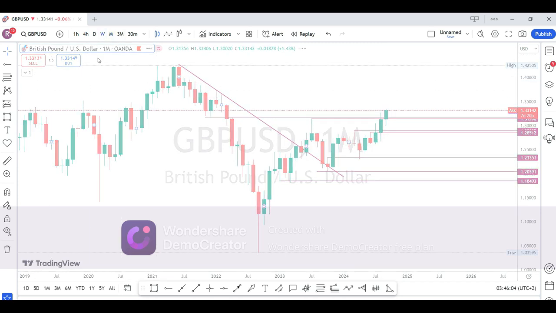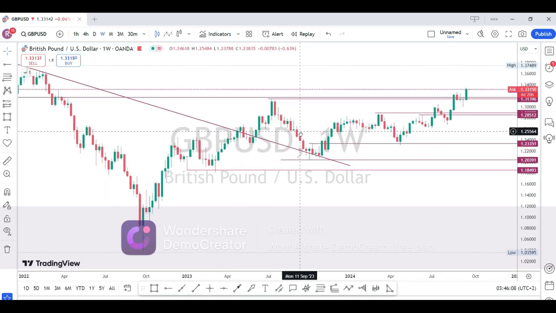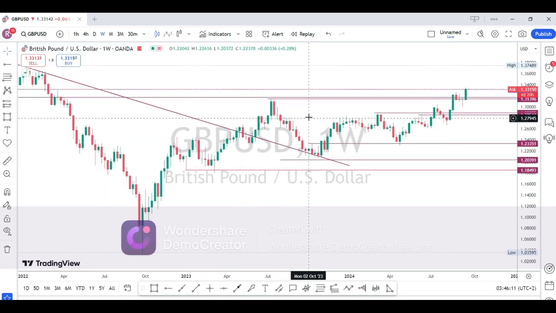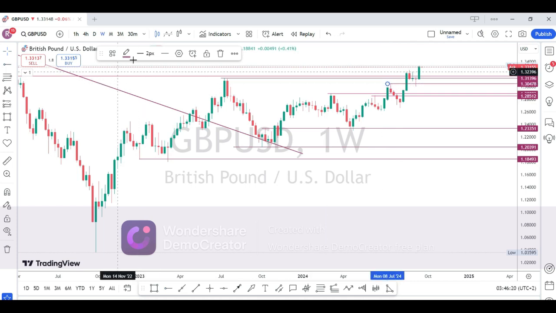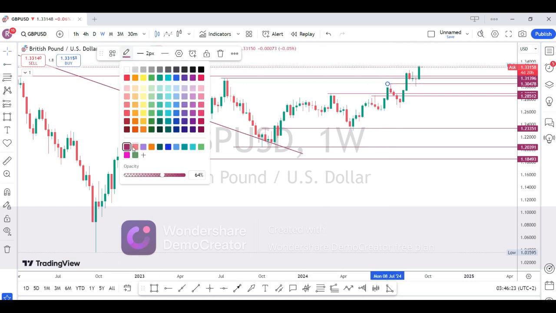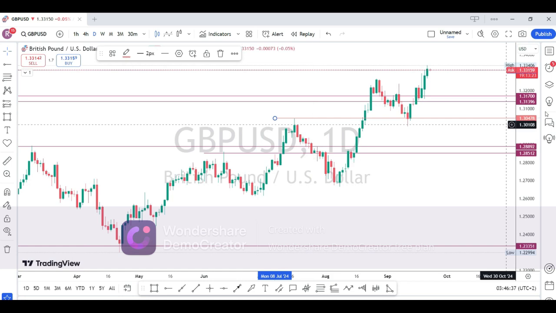So let's move down to the weekly time frame. Our support and resistance from the monthly time frame is working on the weekly time frame. Look at this change of polarity here from the weekly time frame. Look at it. It's now acting as a support. It was a resistance here before, now become support. So let's move down to the daily time frame.